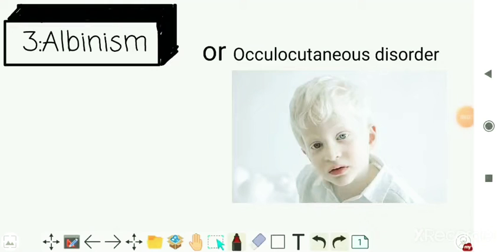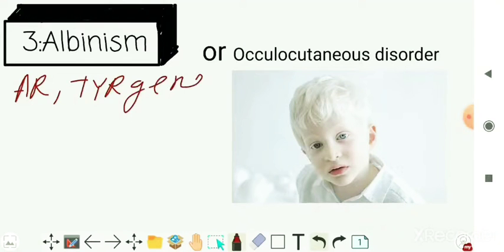Right. Now let's continue with another melanogenesis disorder, that is albinism. Albinism is an autosomal recessive condition in which the tyrosinase gene is defective. When the tyrosinase gene is defective, it means the tyrosinase enzyme, which is responsible for the synthesis of melanin, is also defective. When the tyrosinase enzyme is defective, there is deficiency of melanin synthesis. But remember one thing, there is deficiency of melanin synthesis, but melanocytes are normally present and distributed.